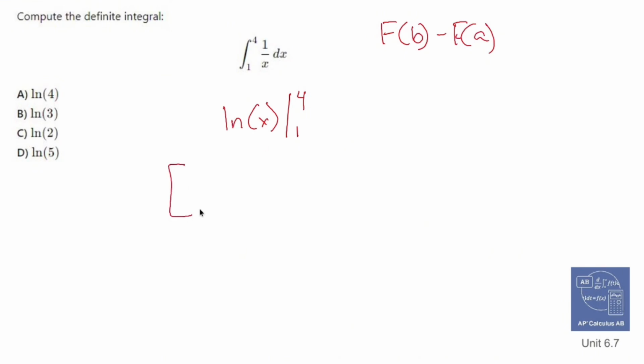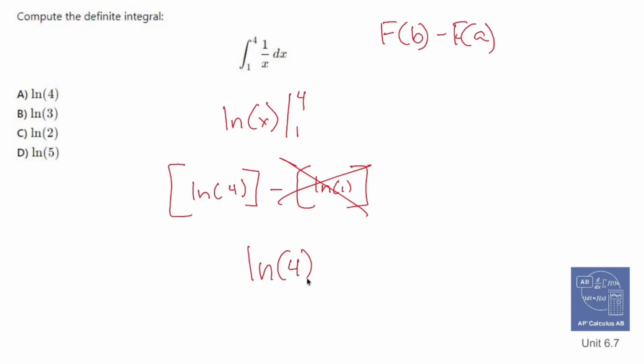So what I'm going to do is write this out and plug in 4. So the ln of 4 minus the ln of 1. Fun fact, the ln of 1 is 0. So that just leaves you with the ln of 4, and that's going to give me a.